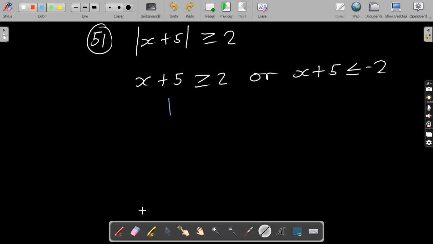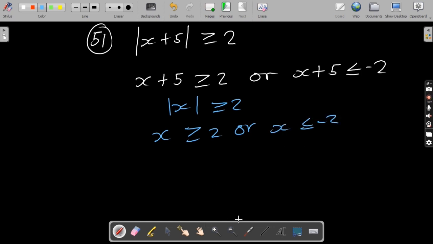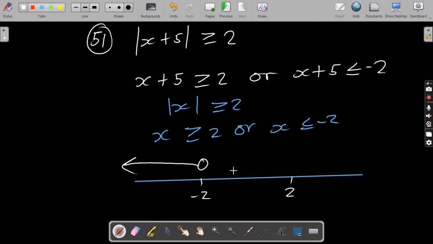Let's say the question given to us was in this form, where we just had the absolute value of x greater than or equal to 2. Now my solution will be x greater than or equal to 2 or x less than or equal to negative 2. And on the number line, if you try to visualize that, here is minus 2 and there is 2. If my solutions are to the left of negative 2 and to the right of 2, then what does this mean exactly? So we're looking for a result which is greater than or equal to 2.